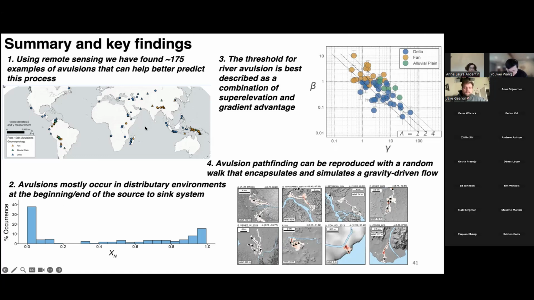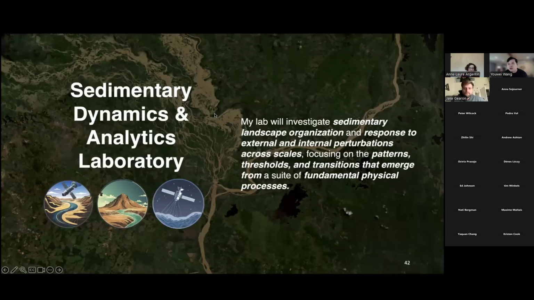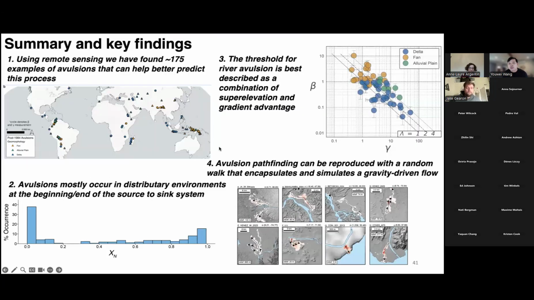I have seen that you show most of the avulsions happen either on the fans or in the deltas, and I think those are mostly distributary multi-thread channels. But in most images, you show a single thread channel. So I would ask, what's the difference when the planform is making a difference to your avulsion pathfinding? Could you make a comment on that?